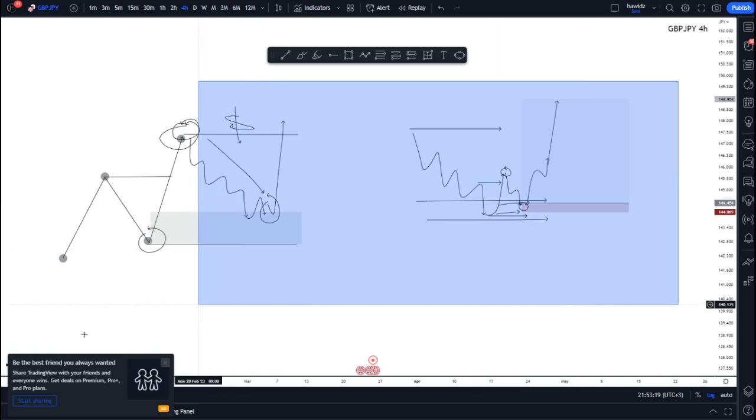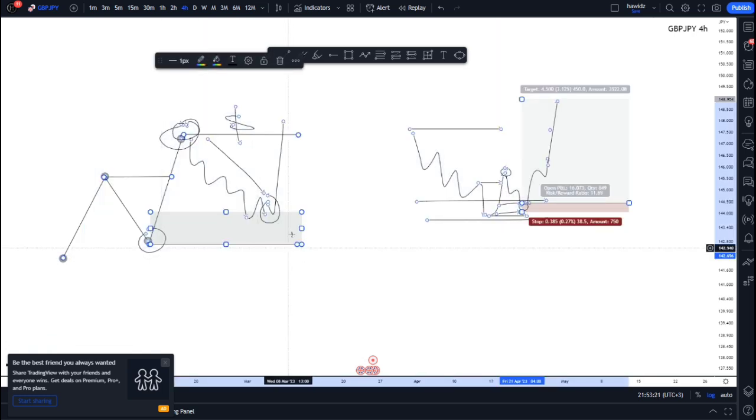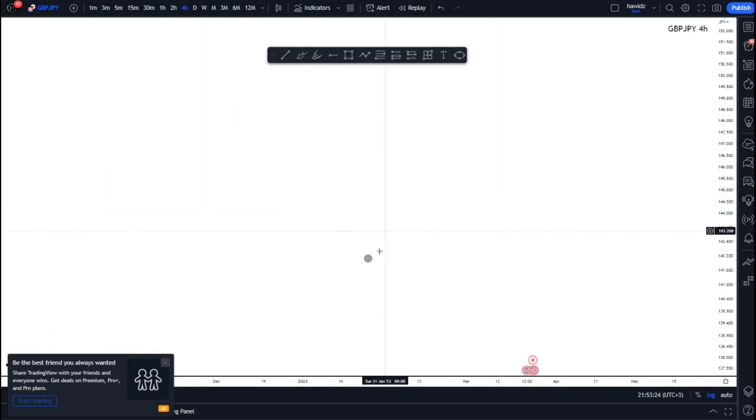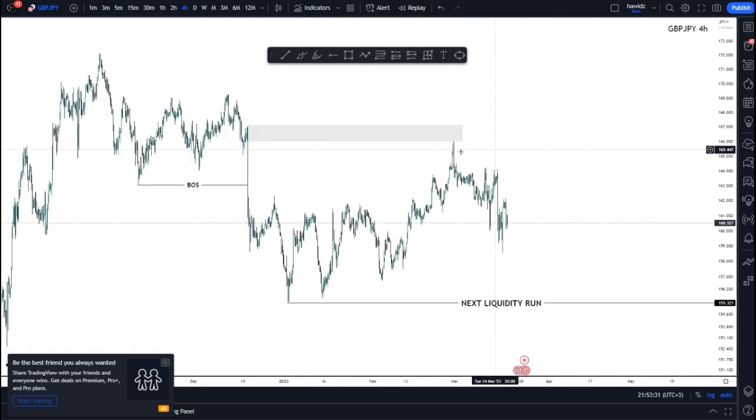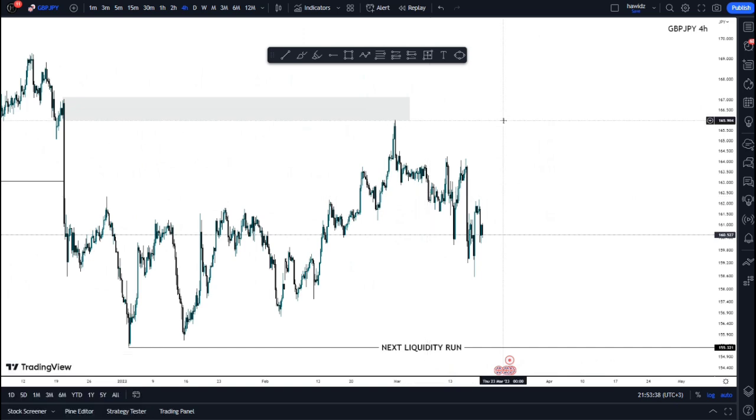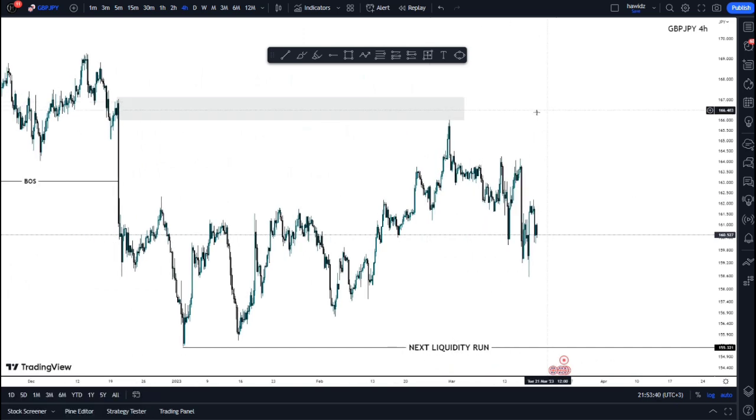So this was just a theoretical explanation. So now let's go to the charts and see how practically this can be done. Right, so I'm just going to go back to auto.